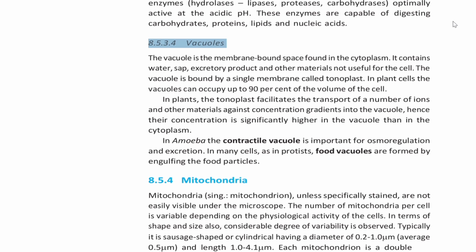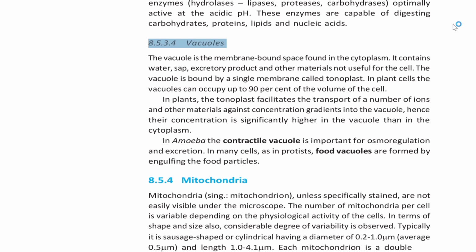8.5.3.4 Vacuoles. The vacuole is the membrane-bound space found in the cytoplasm. It contains water, sap, excretory product and other materials not useful for the cell. The vacuole is bound by a single membrane called a tonoplast. In plant cells, the vacuoles can occupy up to 90% of the volume of the cell.